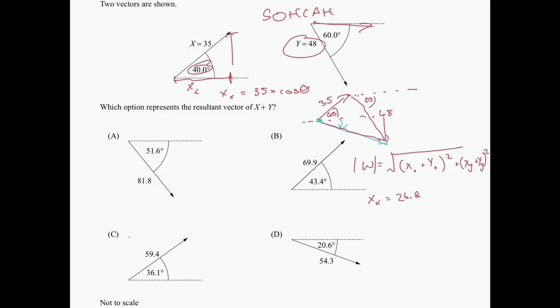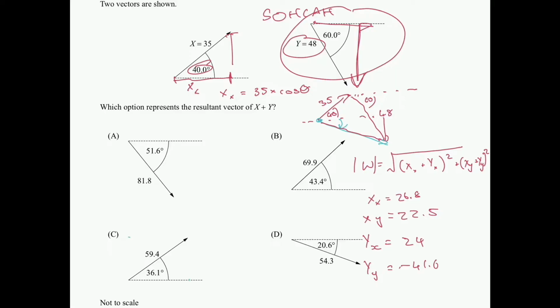A thing to remember is we're still going to have a positive x, but the thing that we have here is it's going to be a negative y. So y of x is equal to 22.5, and again, that is 35 multiplied by sine 40. Our x of y is going to be equal to 48 multiplied by cosine 60, which we end up getting 24. And our y of y is going to be equal to negative 41.6. When you punch 48 sine 60 into your calculator, you're going to get a positive 41.6, but you need to remember, relative to this diagram, our y is pointing in the negative direction.